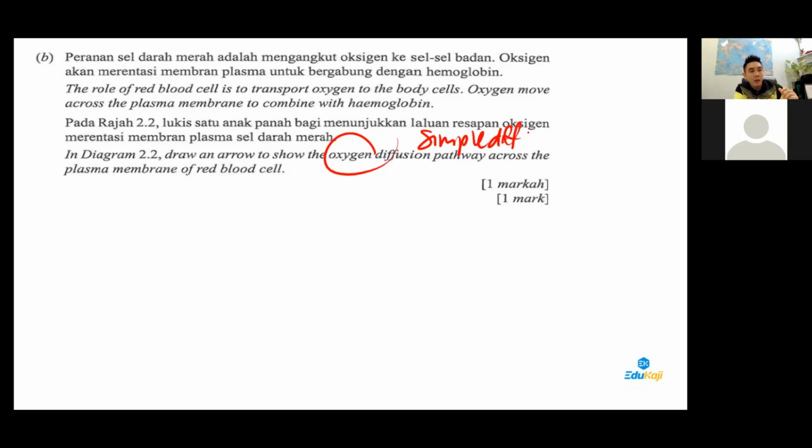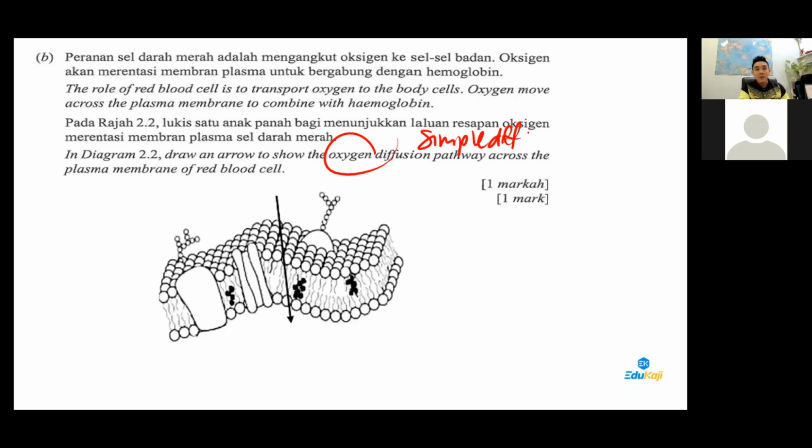What must oxygen pass through? In the plasma membrane, what must oxygen pass through? The answer is this: the bilayer, the phospholipid bilayer.